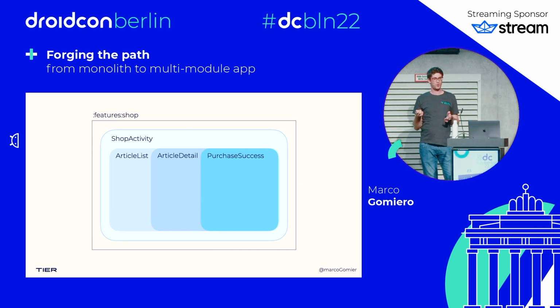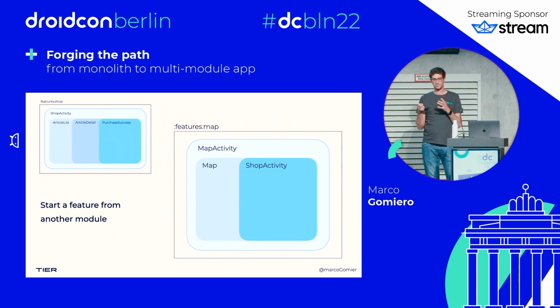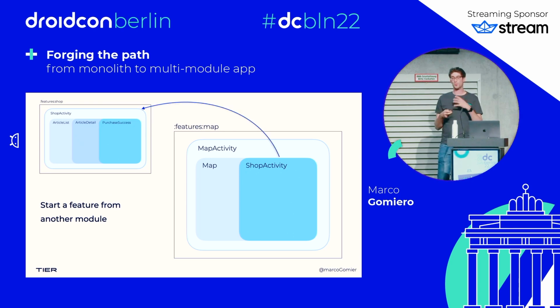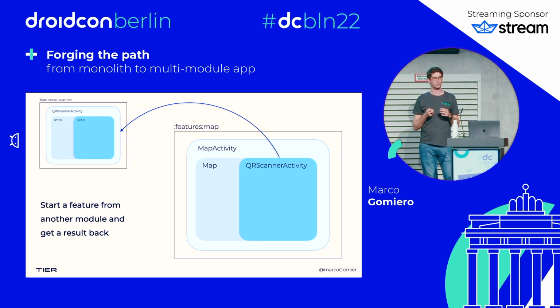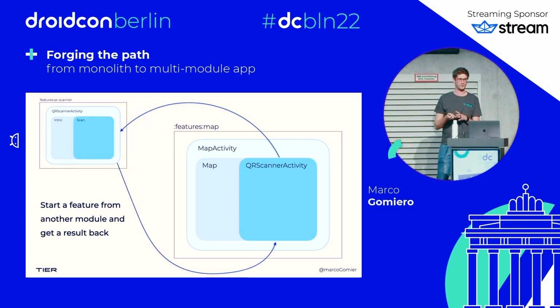We had this structure, and we want to keep that structure even with modularization, because we like it. So, for example, we want to start a new feature, so a new activity, from the current activity. And we also want to be able to get a result back after starting something. The classic example is the QR scanner, because we want to launch something that scans some things and gets a result back.